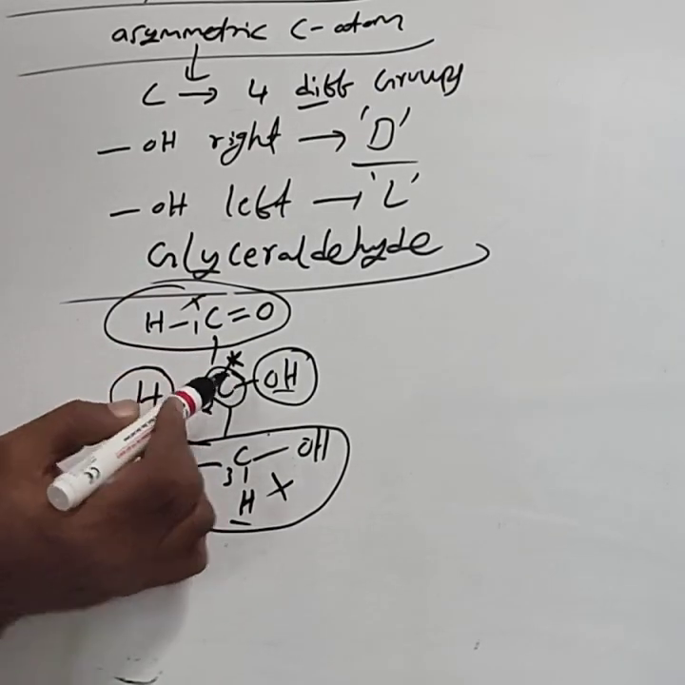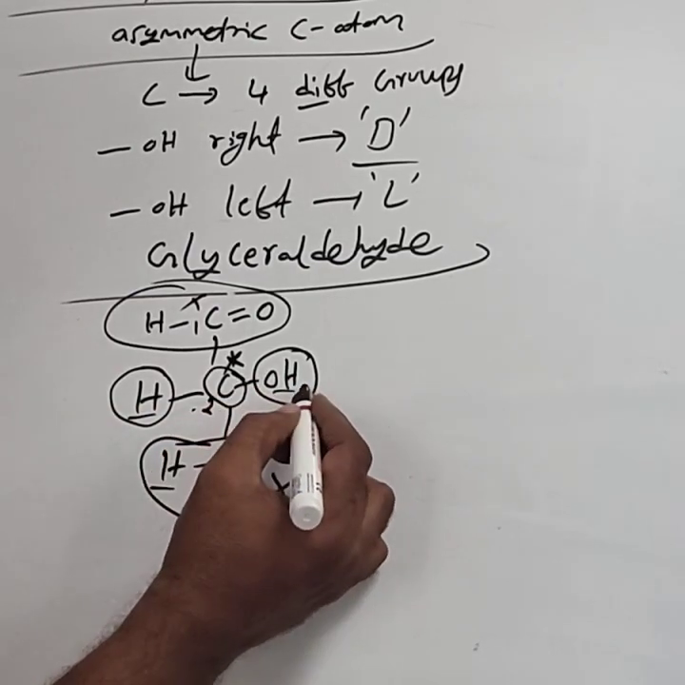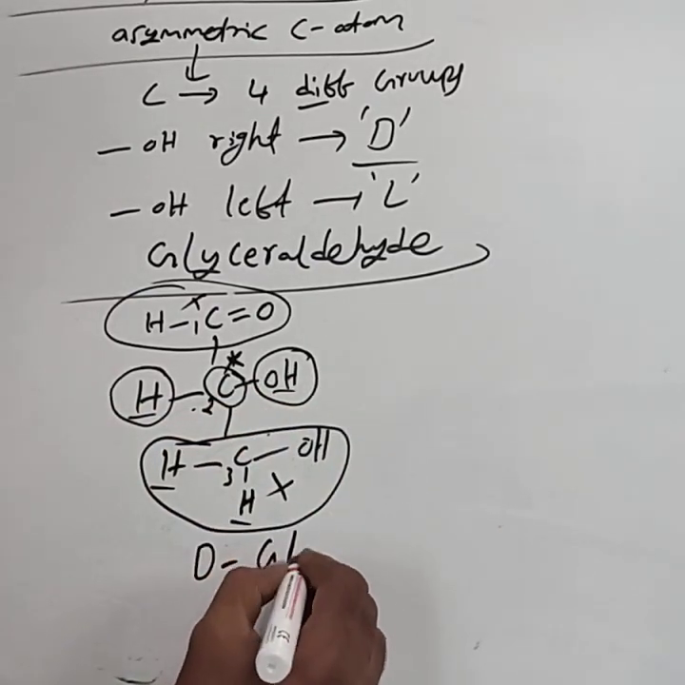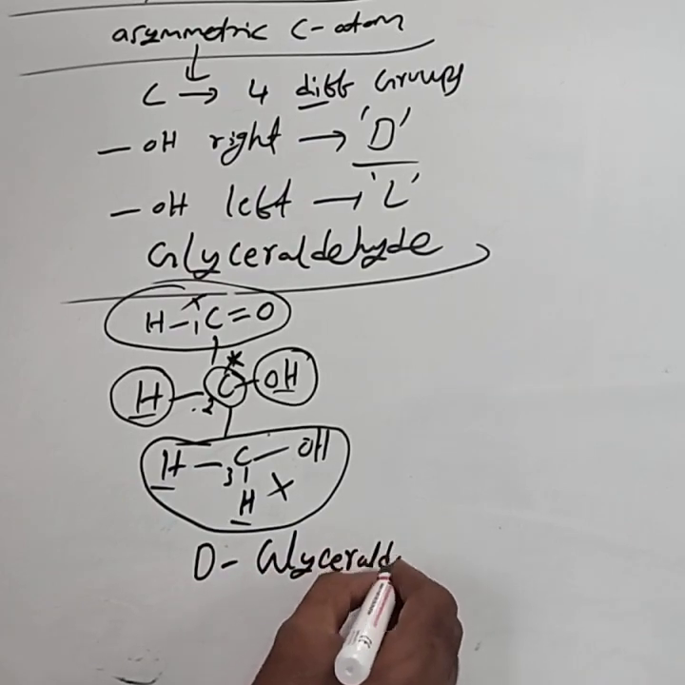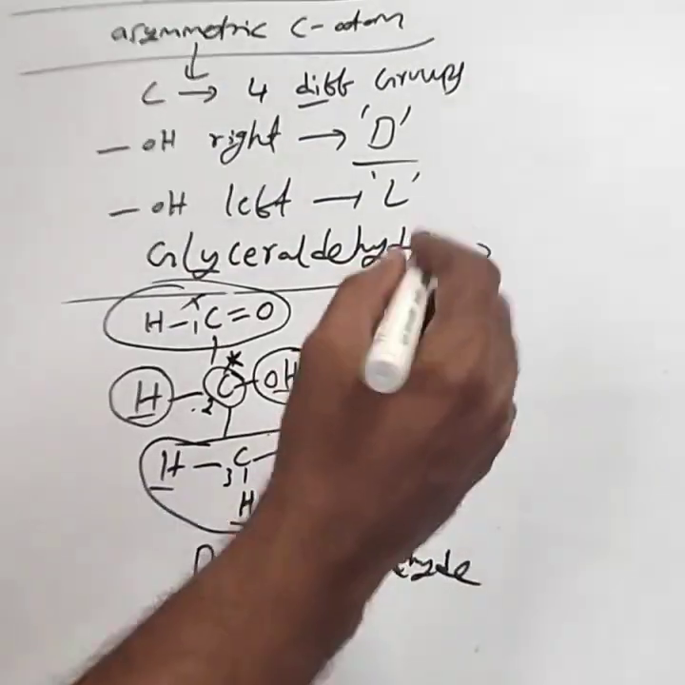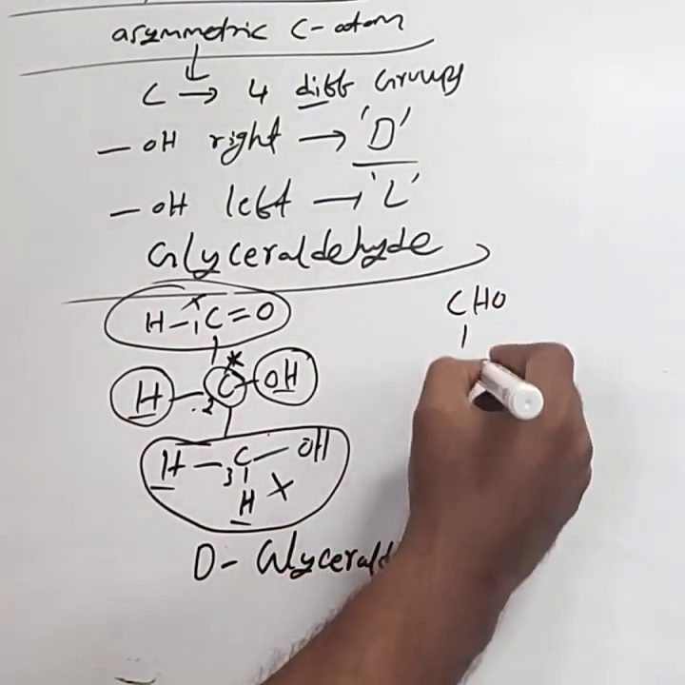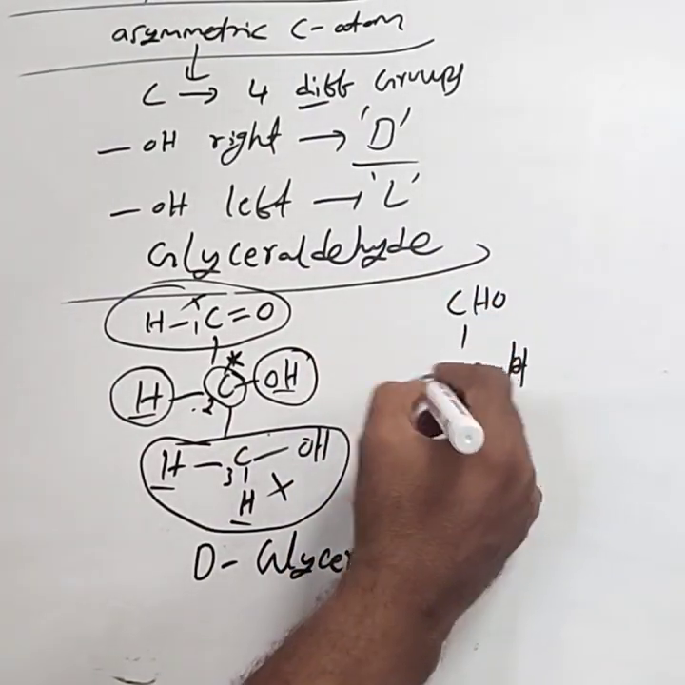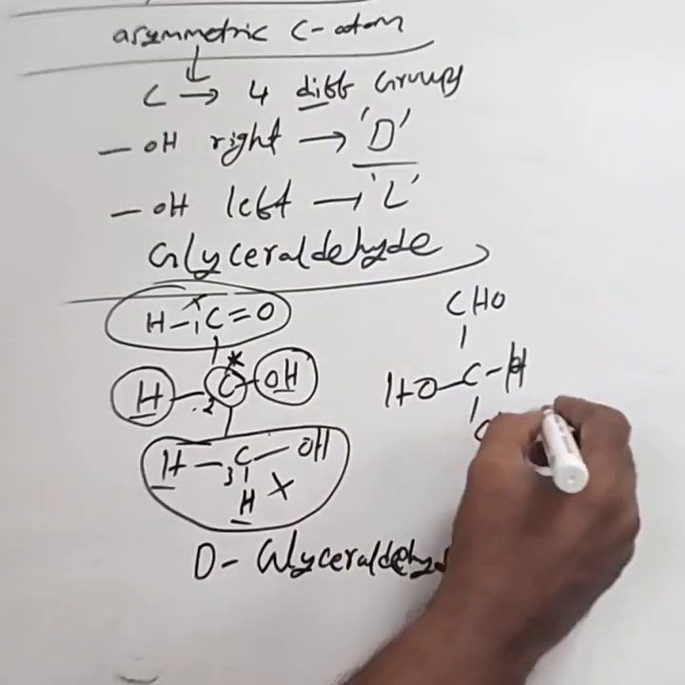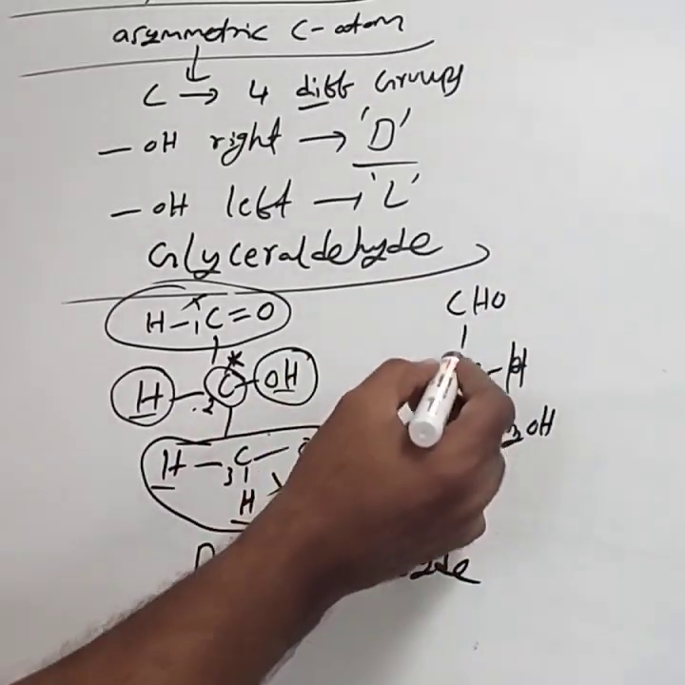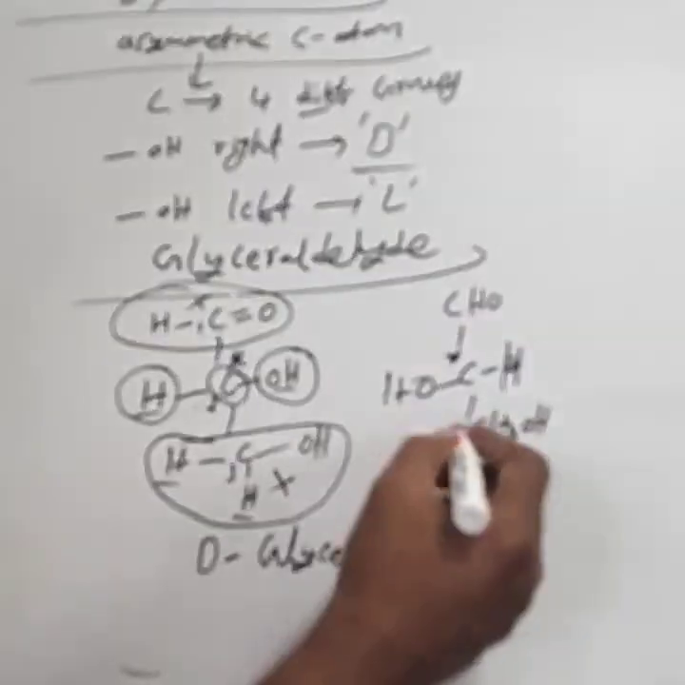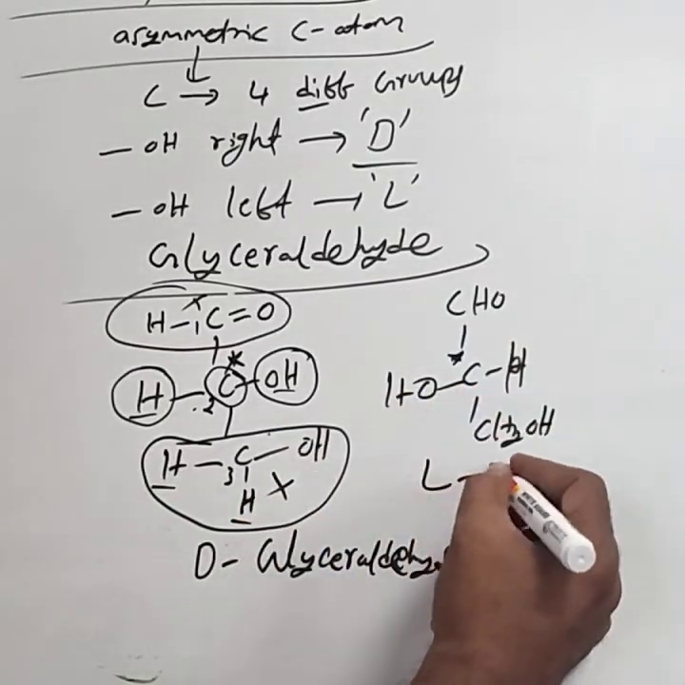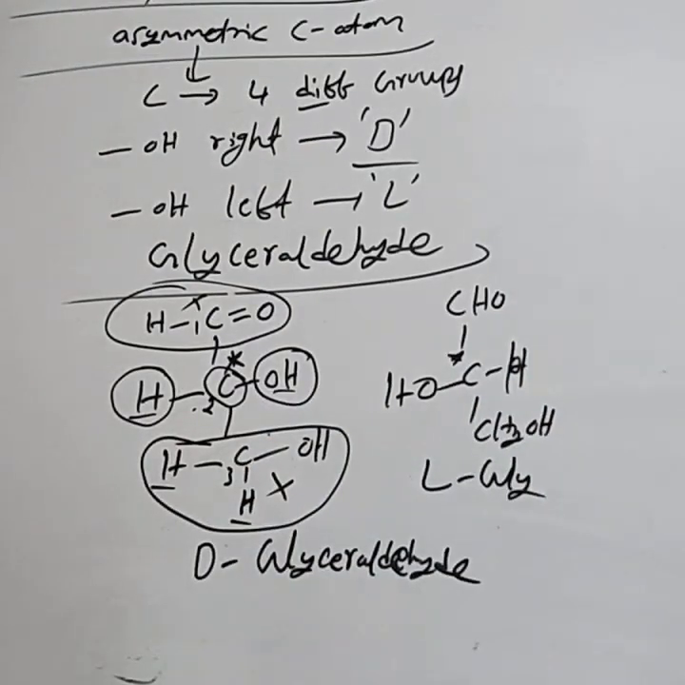On this asymmetric carbon atom, if the OH is on the right hand side, then it is called D-glyceraldehyde. Similarly, consider CHO, CHOH, CH2OH. In this case, this is the asymmetric carbon atom. If OH is on the left hand side, then it is called L-glyceraldehyde. By taking glyceraldehyde as the standard, we can consider the DL notation. Next, one more concept.